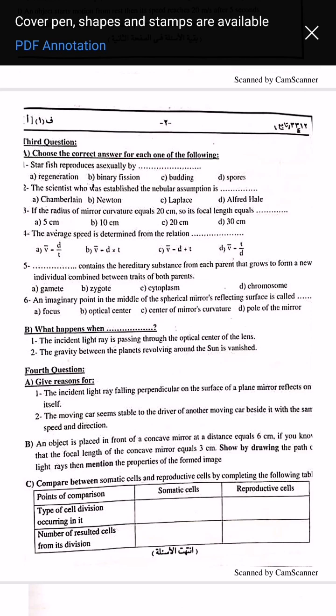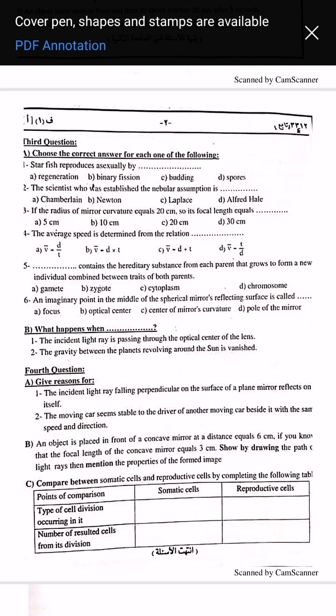If the radius of curvature of a mirror equals 20 centimeters, its focal length equals 5 centimeters, 10 centimeters, 20 centimeters, or 30 centimeters. We know that the radius of curvature equals double the focal length. So if the radius was 20, the focal length will be half, which is 10 centimeters. The answer is 10 centimeters. Focal length equals 10 centimeters.